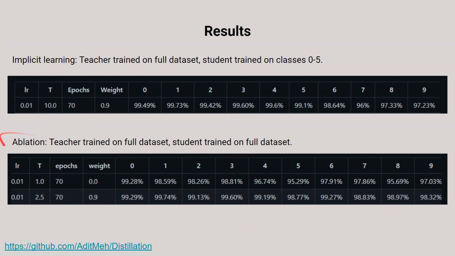So ultimately, with this ablation test, I'm able to show that the student network is able to learn better with these soft labels, and also, interestingly enough, it's able to learn to recognize classes that it didn't see during training. That's all I got.